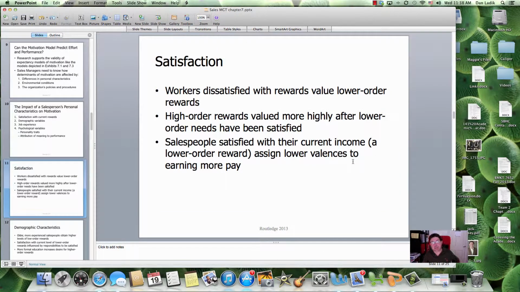Finally, we have satisfaction. I said in Chapter 6 that this is going to be part of my super topic talk. Workers could be dissatisfied with rewards and value lower order rewards. Higher order rewards are more highly sought after, but they're harder to achieve. We have satisfaction with income.